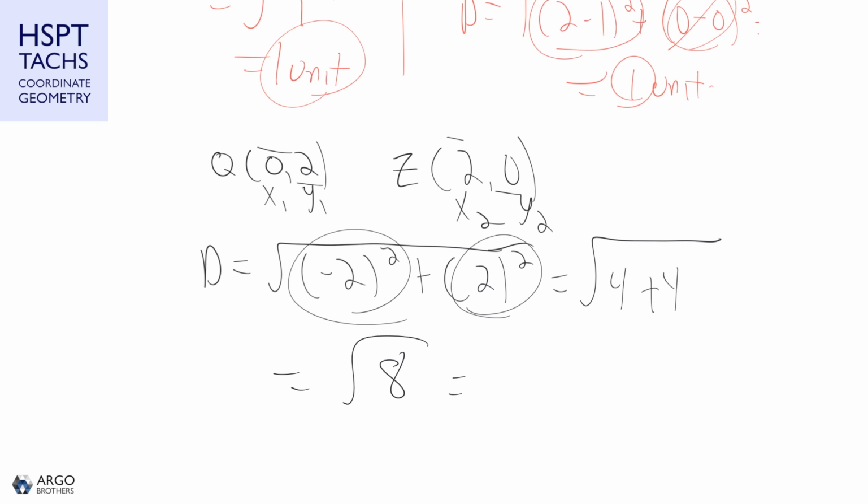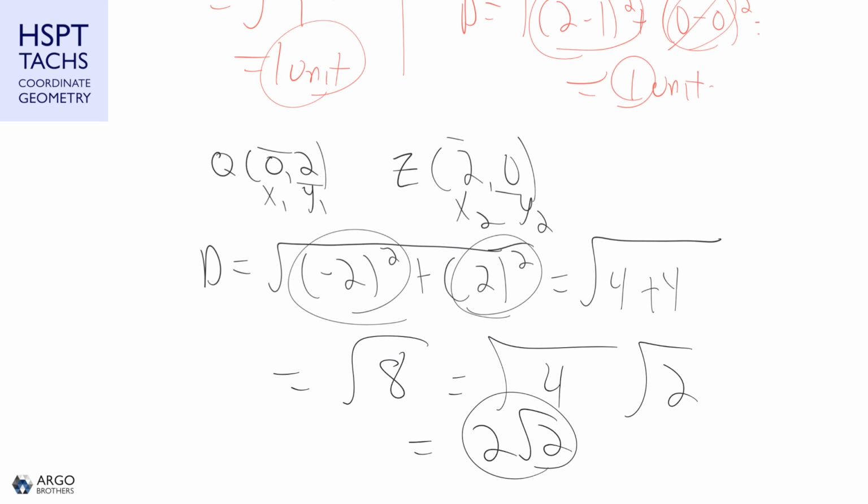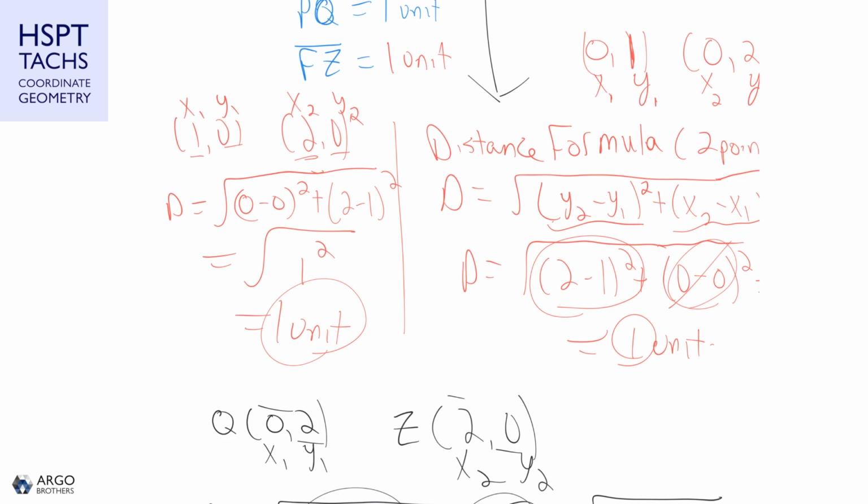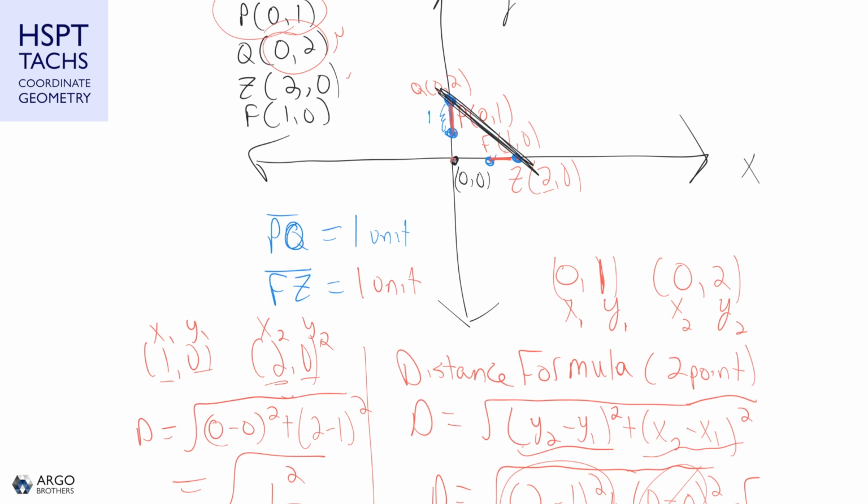Well, we can simplify the square root of 8 by just finding what perfect square is a factor. Well, that's the square root of 4 times the square root of 2, and that equals 2 radical 2. So the distance QZ is 2 radical 2 units, and 2 radical 2 is bigger than 1. So notice how we just found this black distance here by not counting, because it would be really hard to count. We use the actual distance formula.